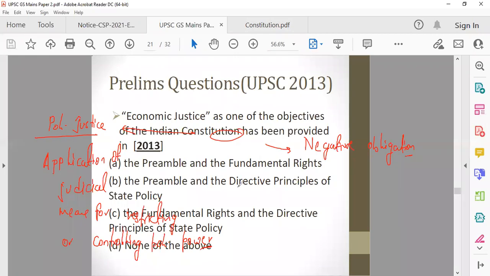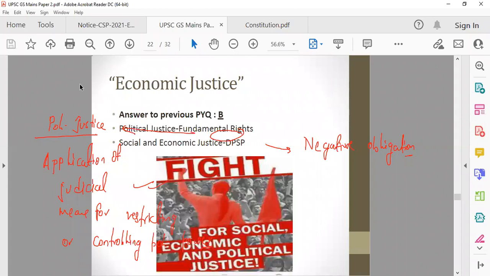Do revise fundamental rights and DPSP. If you want me to, I can make a separate video on these as well. So political justice, fundamental rights; social and economic justice, DPSP. Do remember, what is political justice? Application of judicial means for restricting or controlling political power.